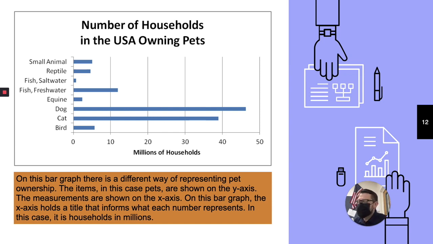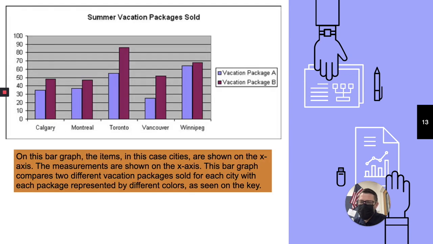There should be a label on the y-axis as well, where you see small animals, reptiles, fish. We don't have a label there, so that would be a little bit more confusing. Here's another bar graph, this one representing the data vertically rather than horizontally.